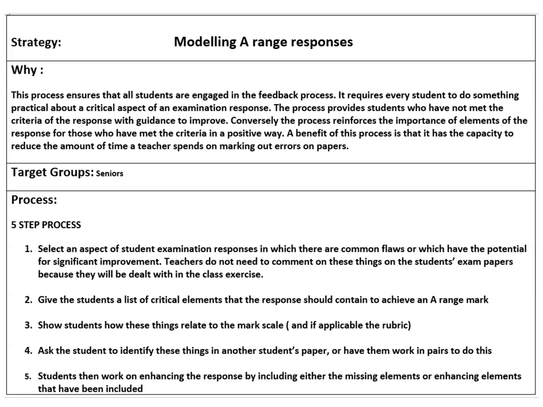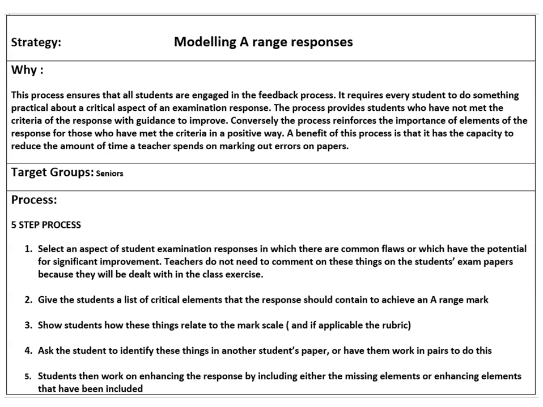So the process for this strategy is to firstly select an aspect of student examination response in which there are common flaws or which have the potential for significant improvement. Teachers don't need to comment on these things on the students' feedback because they're going to be dealt with in class through the class exercise. We give students a list of critical elements that the response should contain to achieve an A range mark.